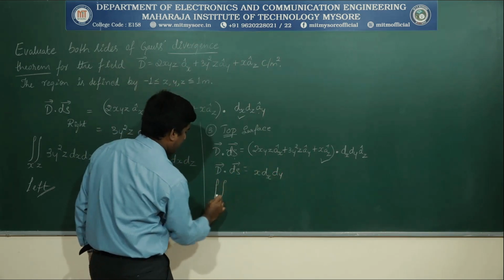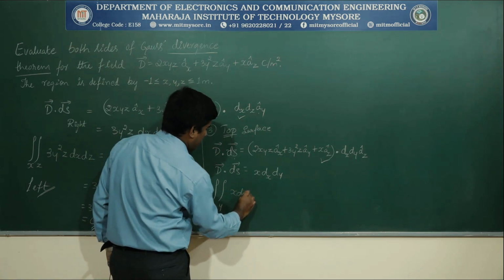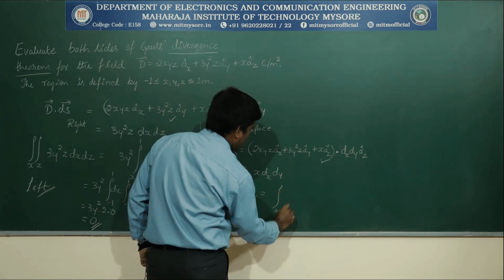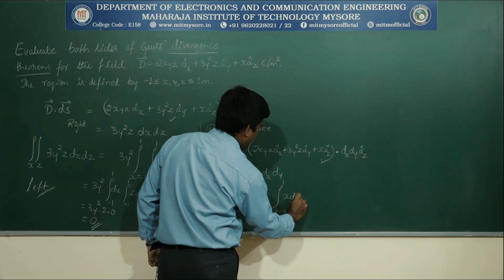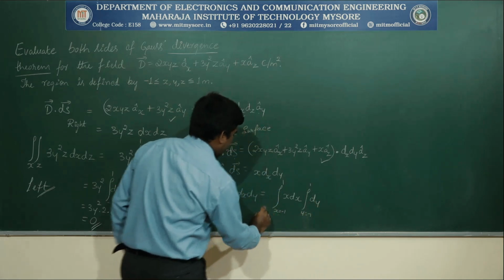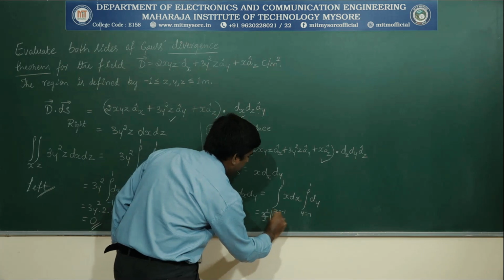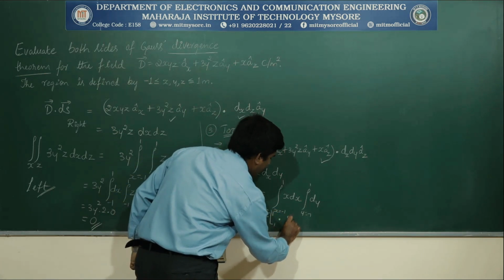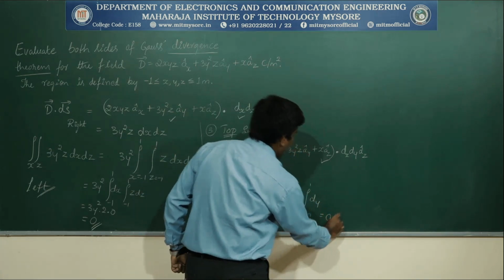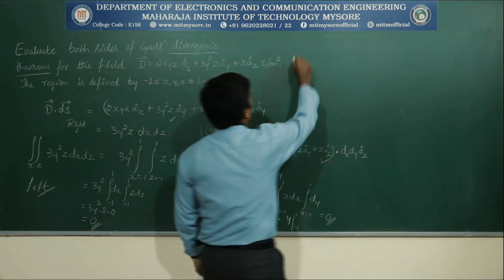If we integrate this with respect to the x and y plane, x dx dy, what are we going to get? Integration of x from -1 to +1, x dx, times the integration of y from -1 to +1 dy. So the answer is x²/2 from -1 to +1 into y from -1 to +1. The result is 0. For the top and bottom surface also, the total flux is 0.